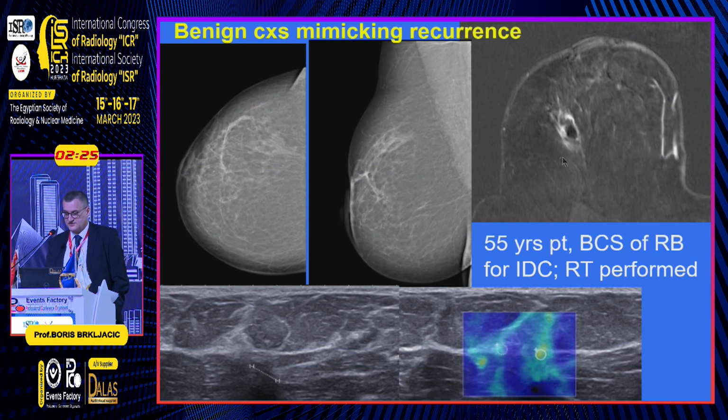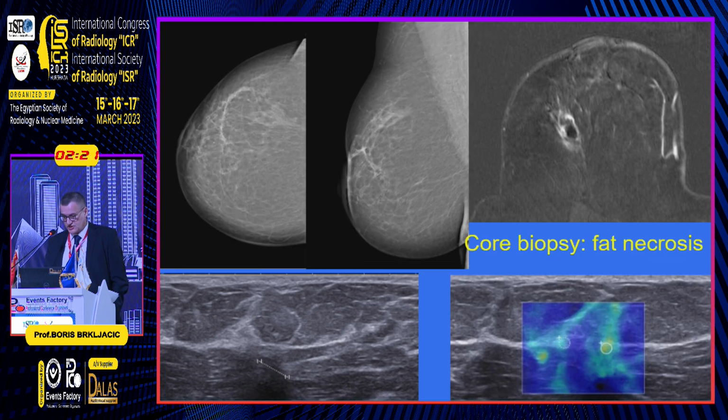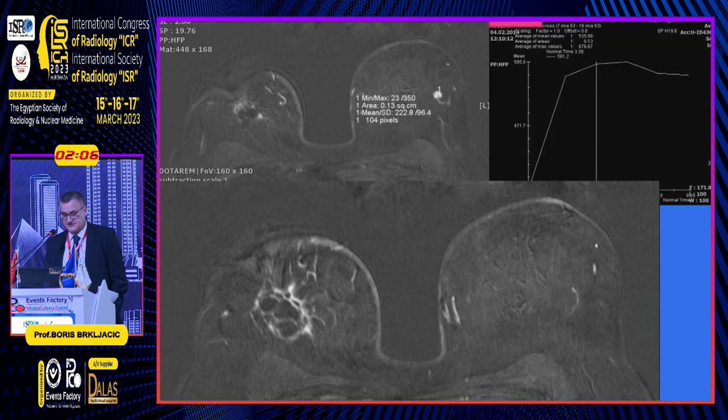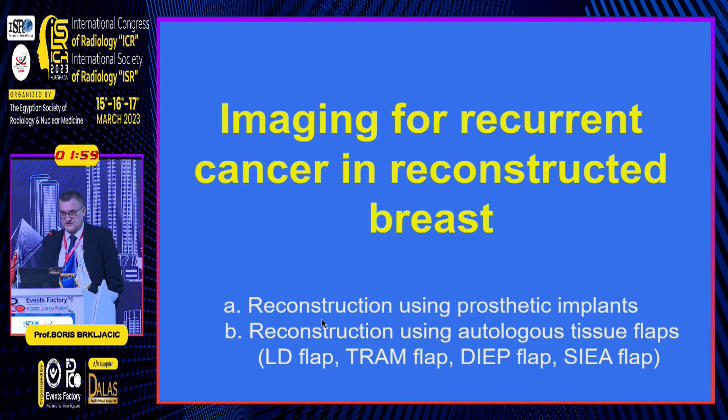And then there are, of course, typical findings of fat necrosis, which are benign changes that we need to differentiate from cancer. We know that fat necrosis is a great mimicker and can be found also after percutaneous biopsy, but we also see it very commonly after reduction mammoplasties, and we need to recognize the typical MRI pattern of fat necrosis. Finally, just for the end, a few words about imaging for recurrent cancer in the reconstructed breast, either using prosthetic implants or autologous tissue.